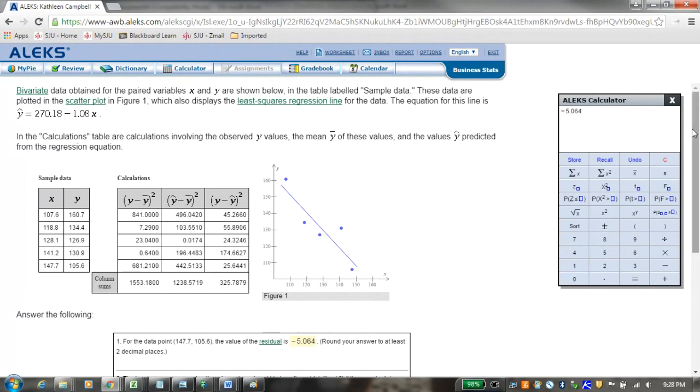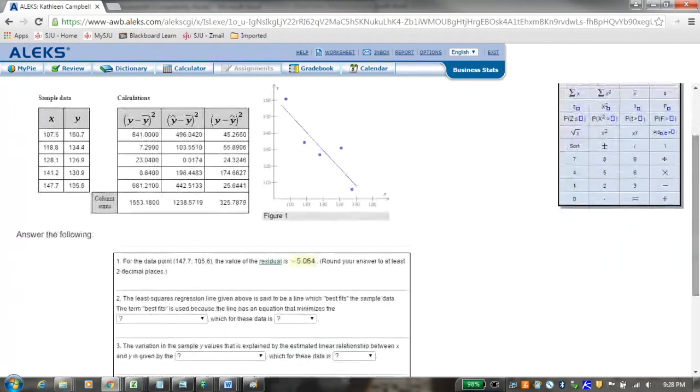So that's probably one of the harder sections. The other stuff's a little easier. The least squares regression line is said to be the line of best fit. The term best fit is used because we want to minimize our error. Our error in this case is y minus y hat, and we want to minimize it. And the minimized error is 325.78.